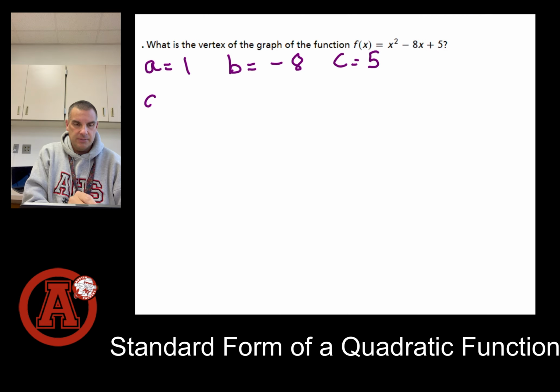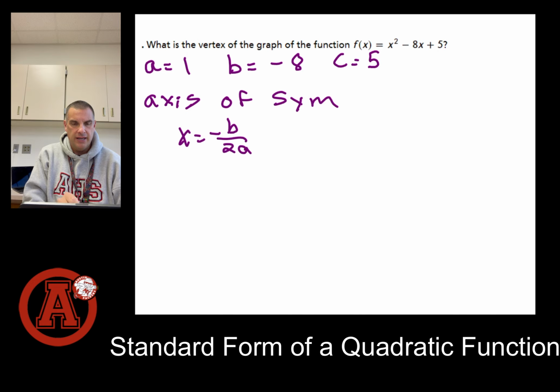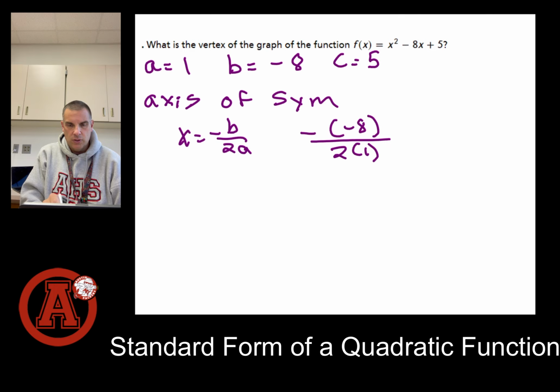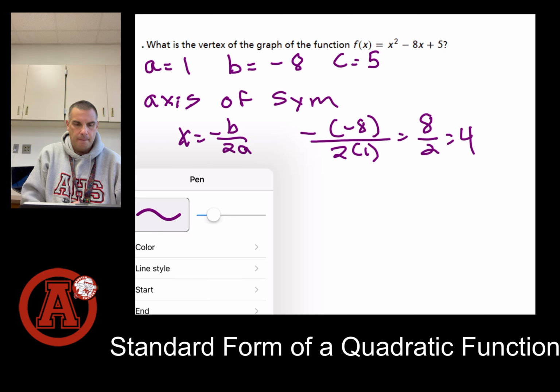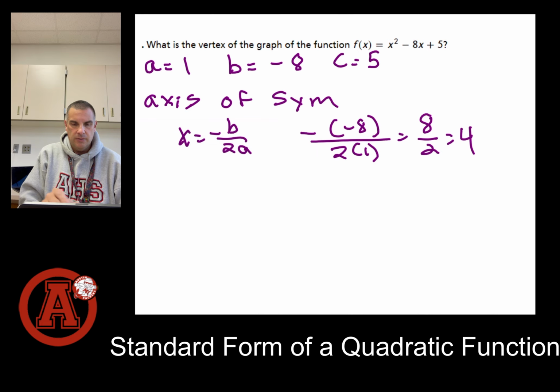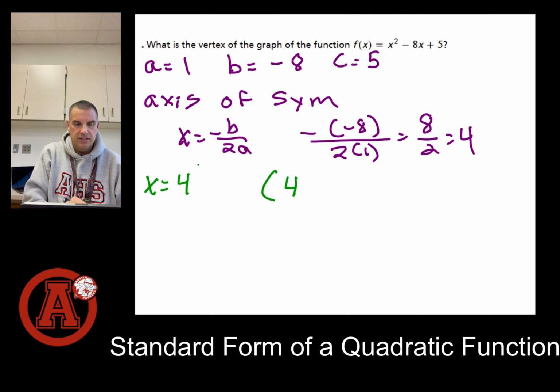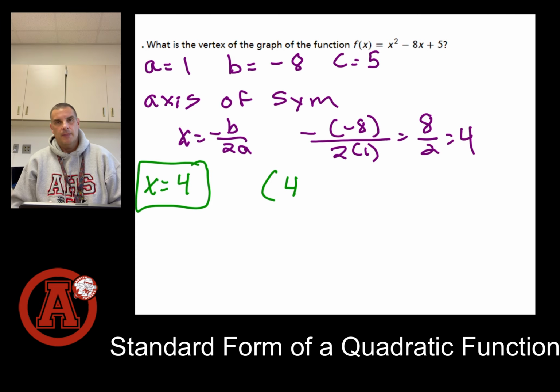So now the axis of symmetry. The axis of symmetry is x is equal to negative b over 2a. If we plug that in there, that's the negative of -8 over 2 times 1. So that's 8 over 2, or 4. So my x value at the axis of symmetry is 4. The axis of symmetry itself is a line. So that's the axis of symmetry.